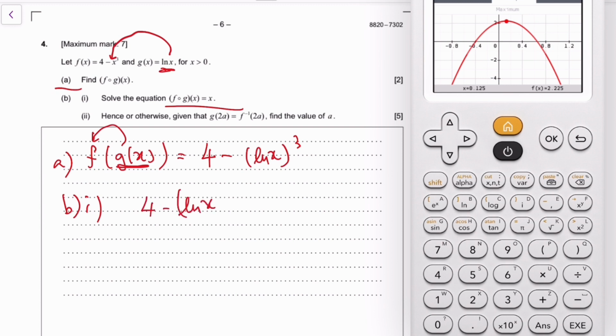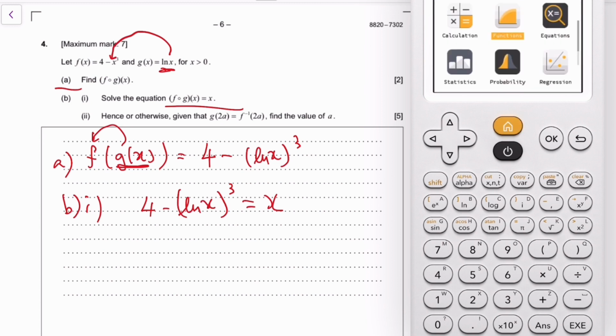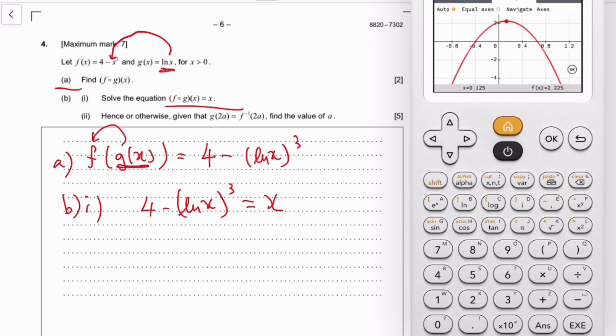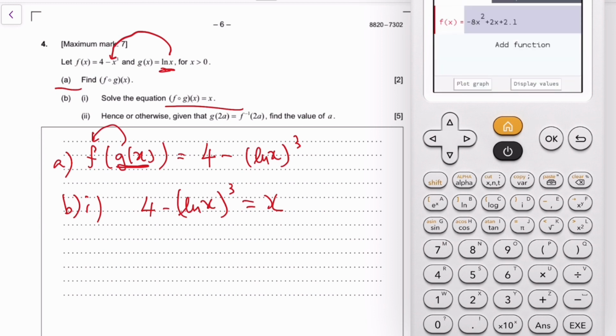For paper 2, whenever you're solving an equation, you should really consider doing a graph, especially this. When you have a log equal to x, there's almost no way to do it by hand.